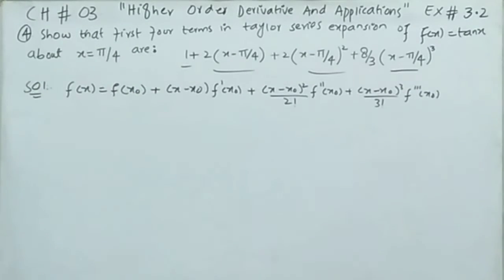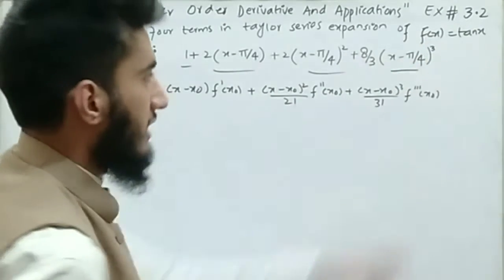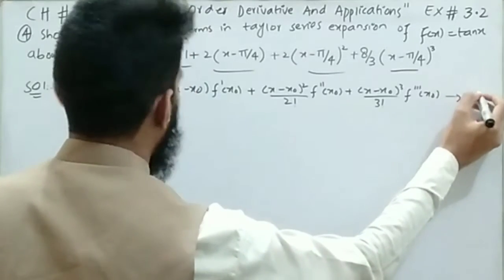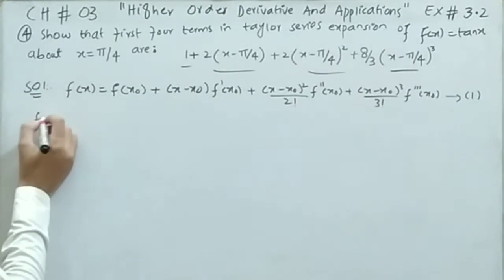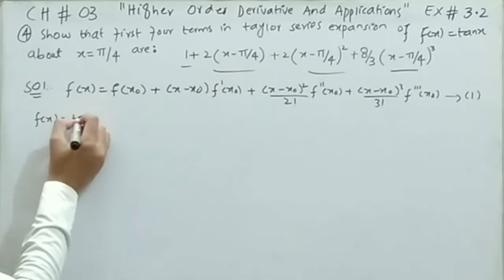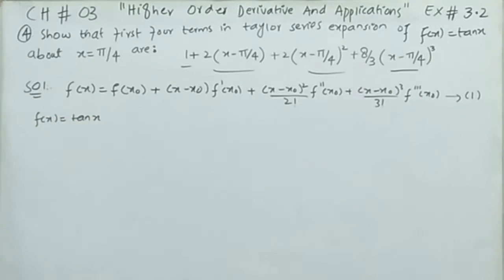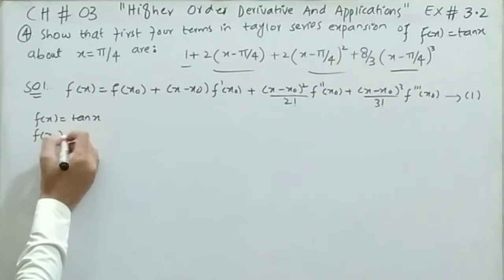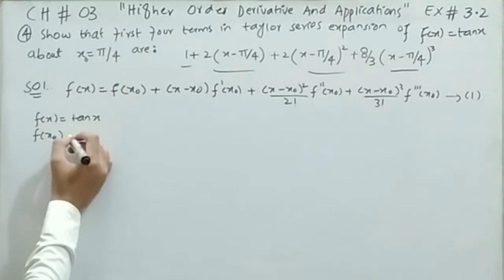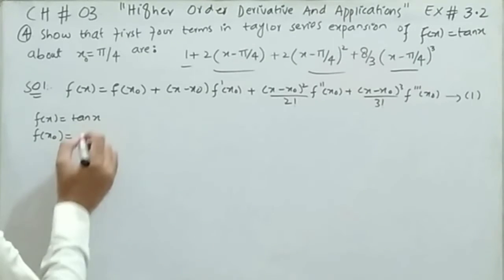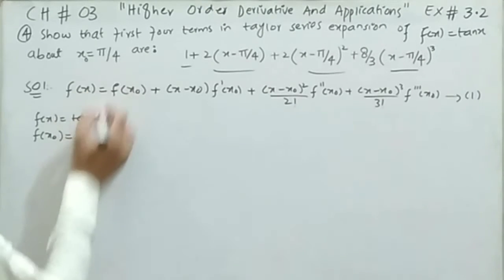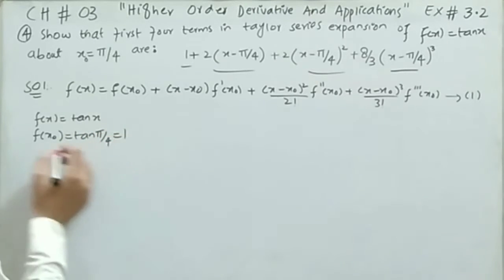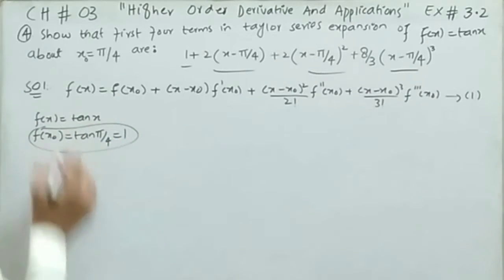So after this, f of x is actually equal to tangent x. Let's suppose this is the formula, equation number first. Our f of x is equal to tangent x. So if we replace x with x naught, f of x naught will be tangent x naught, and x naught is pi by 4. So tangent pi by 4 is equal to 1. So our f of x naught is equal to 1.